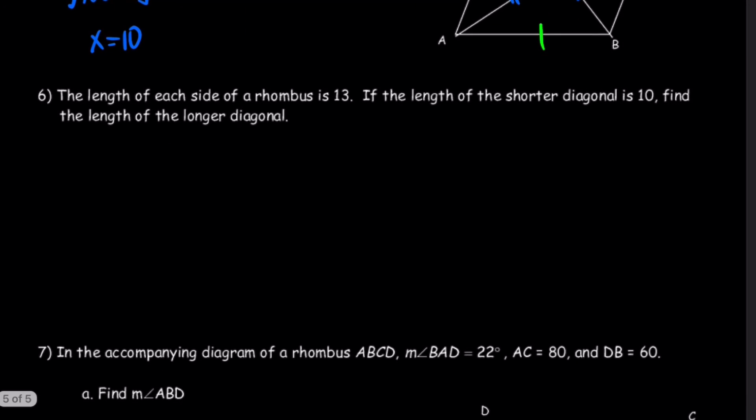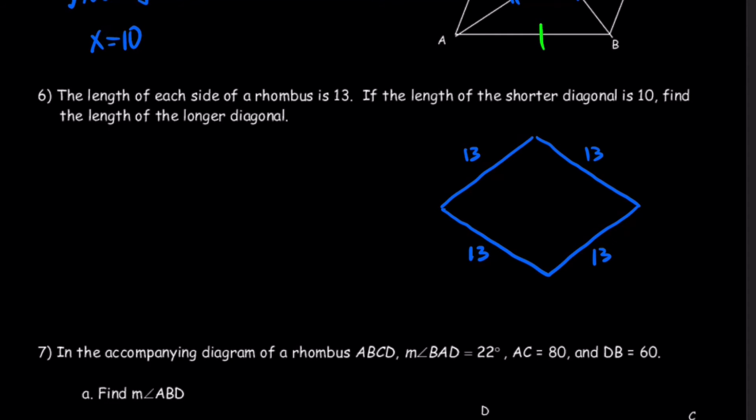Okay, moving on. The length of each side of rhombus is 13. If the length of the shorter diagonal is 10, find the length of the longer diagonal. So again, this one's not drawn for you. Let's draw a diamond, which is also known as a rhombus. The length of the side is 13, so they're all 13.